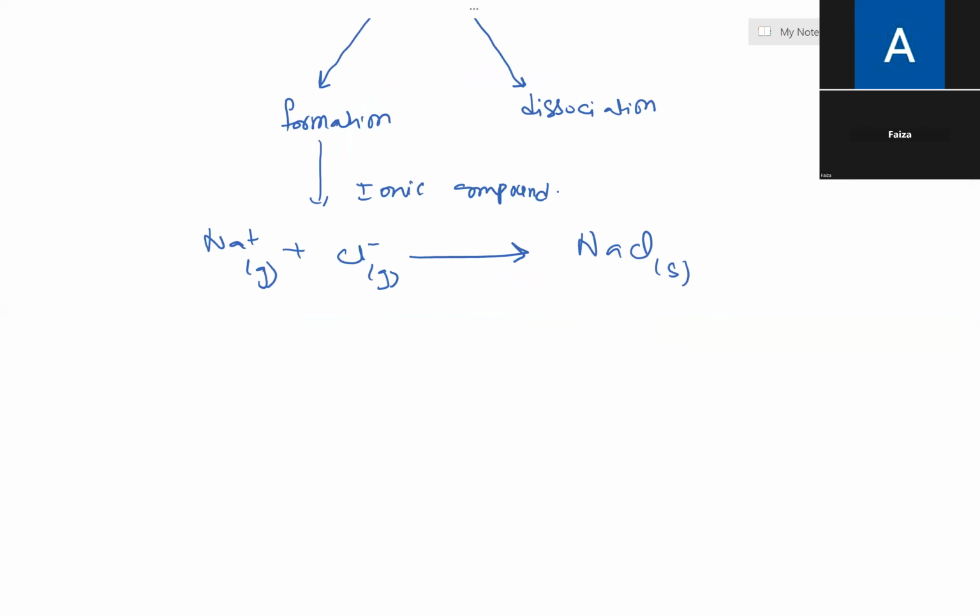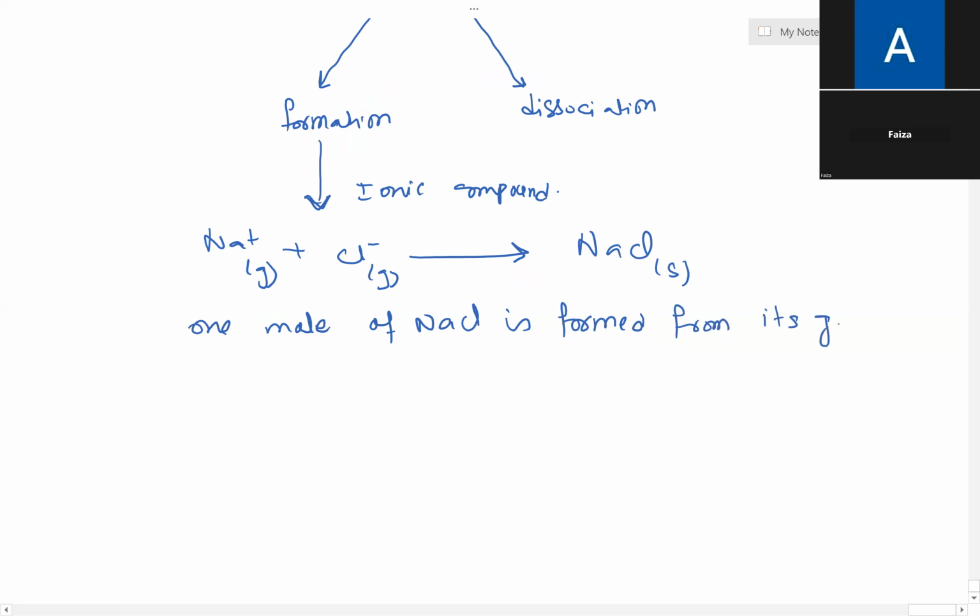So what definition should we write? This is called formation, for an ionic compound I am writing. So we can write it for this one. 1 mole, you have to write this all. 1 mole of sodium chloride is formed from its gaseous ions.